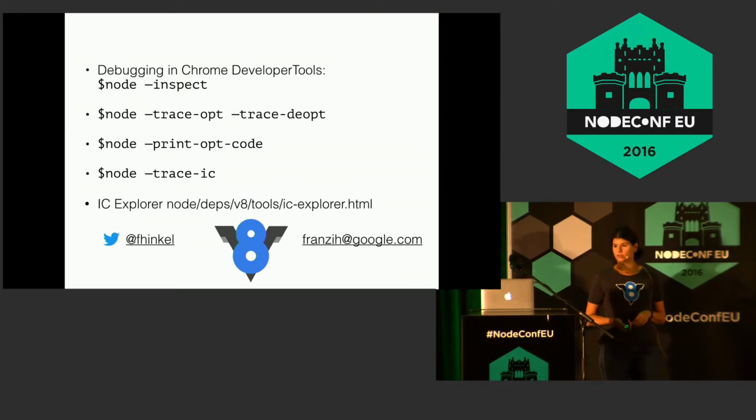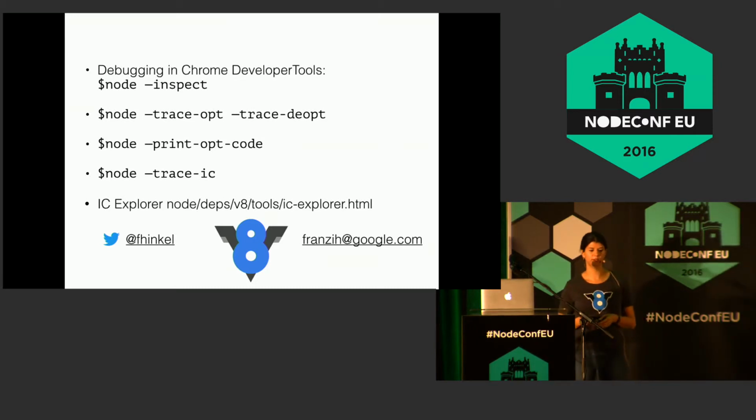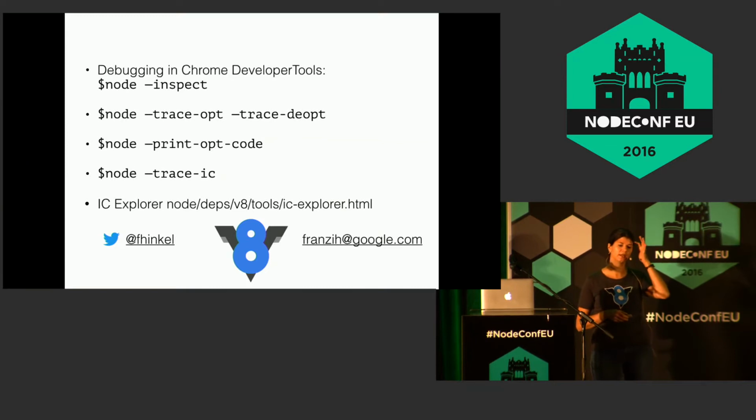And there's tons of different flags if you want more information about what's going on under the hood in the engine. There's trace optimization, trace de-optimization, just to see which functions are actually being optimized and are they being de-optimized again. Then you can look at the generated code, print opt code or print code to see the non-optimized code. And you can see the state of the inline caches, trace IC. And if you want a better user interface for the inline caches, use ICE, the IC Explorer. It's distributed together with Node and V8, so you find it in the deps V8 tools folder if you want to use it.